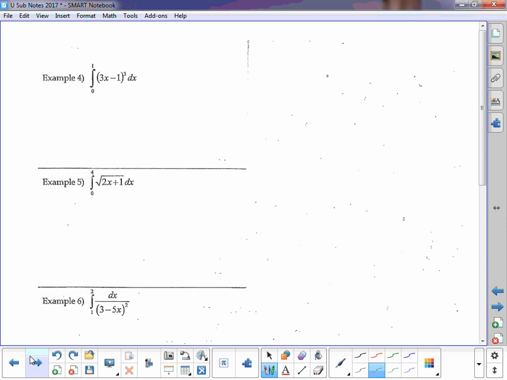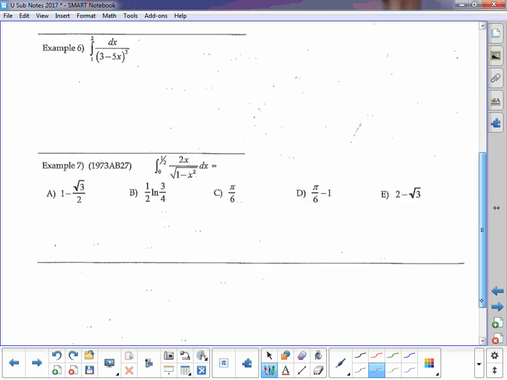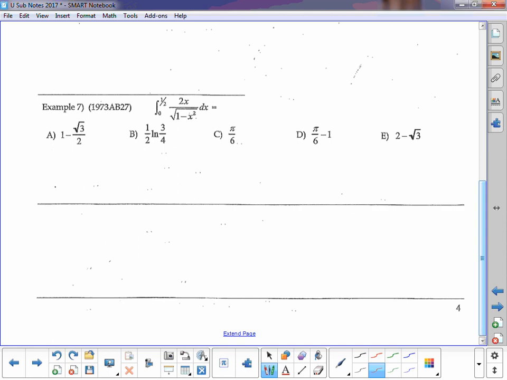Let's go and take a look at example 7. So it's multiple choice. 1973. This was before I was born, in case you were. Alright, again, rewrite this as 2x times the quantity 1 minus x squared to the negative 1/2. Always start off by rewriting it. It helps to identify your u a little bit better. Makes it a little bit easier to take. So give that one a go. See what you get.